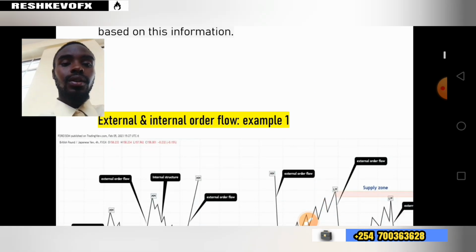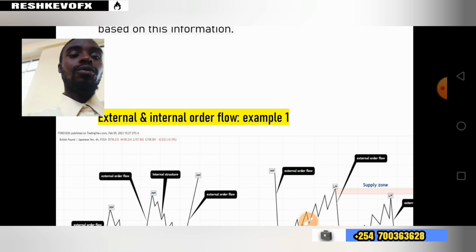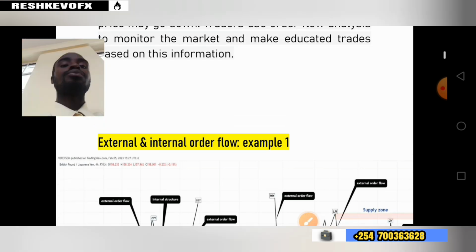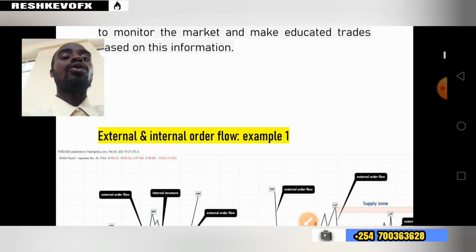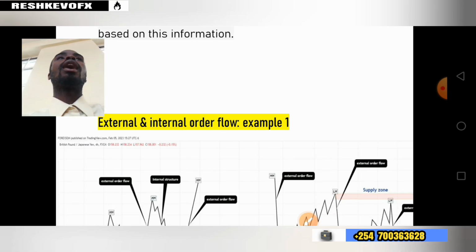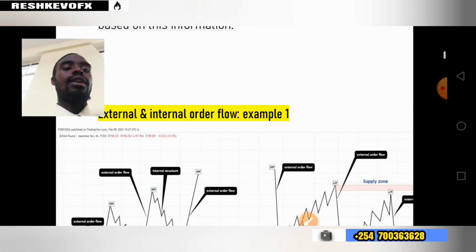There are two types of order flow: external and internal order flow. The internal order flow is whereby you are trading with the trend. The external order flow is where there are correction moves. We call them corrections. Let's take an example.